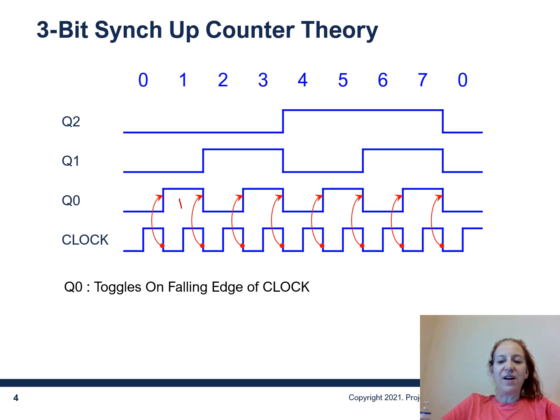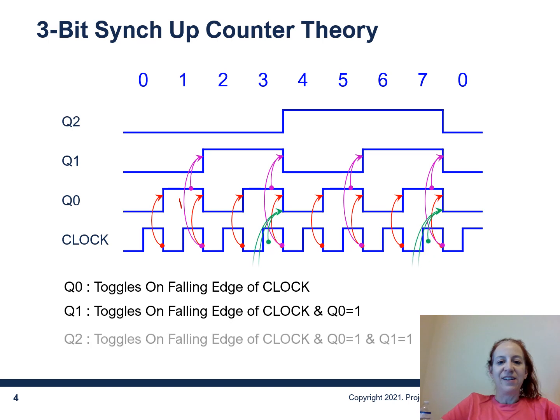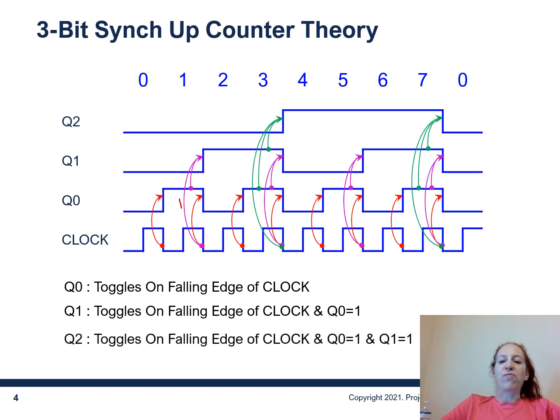So we've got the toggling on the falling edge of the clock. Q1 toggles when both Q0 and the clock are toggling, and Q2 toggles when all three of them are toggling. So I guess that was a pretty cool animation, seeing all that toggling going on.